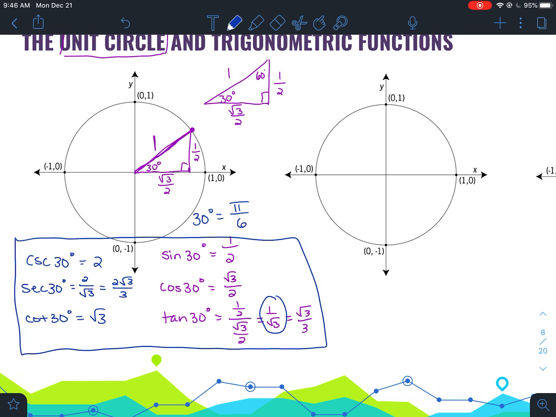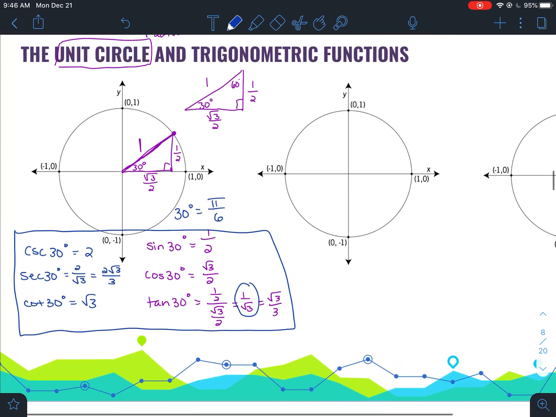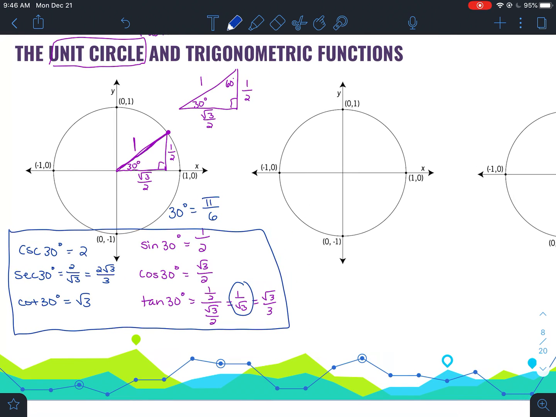And remember, 30 degrees in radians is the same thing as pi over 6. So the sine at pi over 6 is 1/2. The cosine at pi over 6 is square root 3 over 2, etc. Okay, so that's for the 30, 60, 90 if we're doing the 30-degree angle.